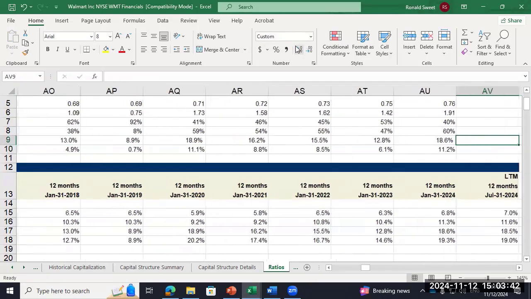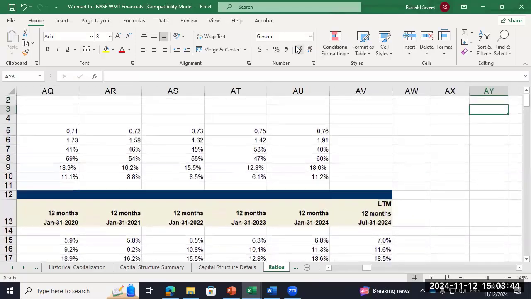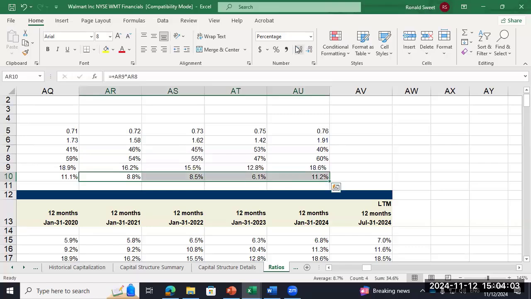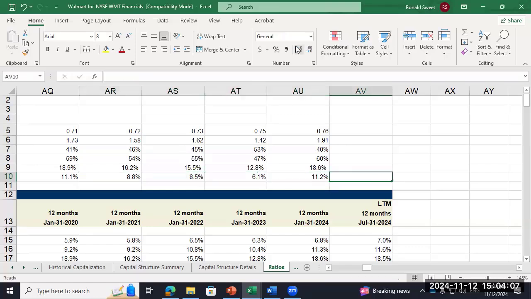Now, why did I do multiple years? I didn't do the last 12 months. I don't like to do the last 12 months. The reason I did multiple years is this idea of normalizing. If you use just the last year, that looks like an unusually high year. Do you really think they're going to grow 11.2% going forward? Pretty unlikely. You look at the average of the last 4 years, it's 8.7%.